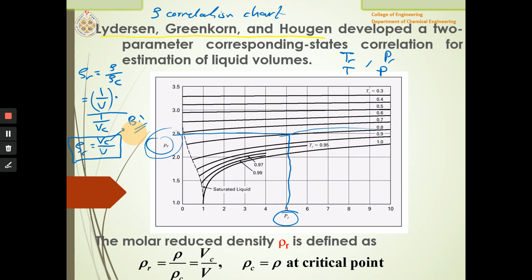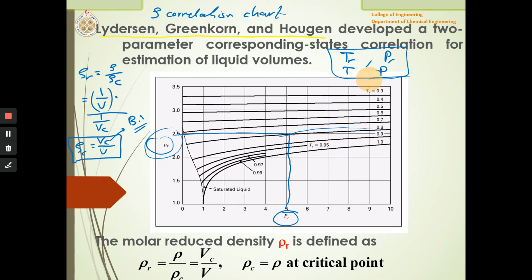So again, the procedures are as follows. At the intersection between PR and TR, you will get rho R. Then using rho R value, you will substitute in the equation given here in the rectangle box. From this rho R that you will get from the charts, and this VC from the appendix, you will get the specific volume. That would be the third variable to complete the P-T-V relationship. That is how to use this chart.